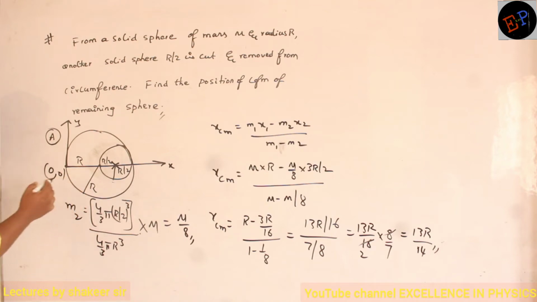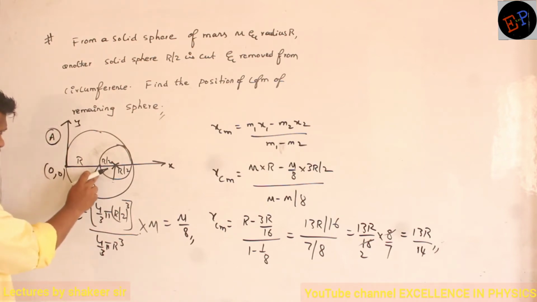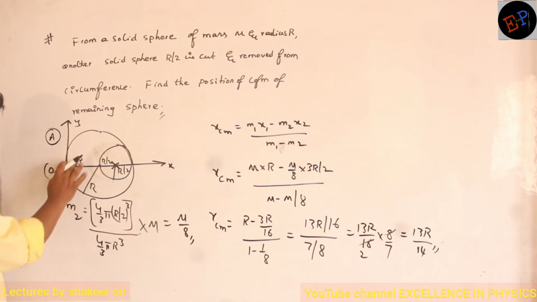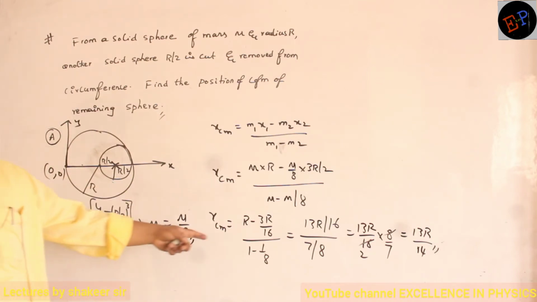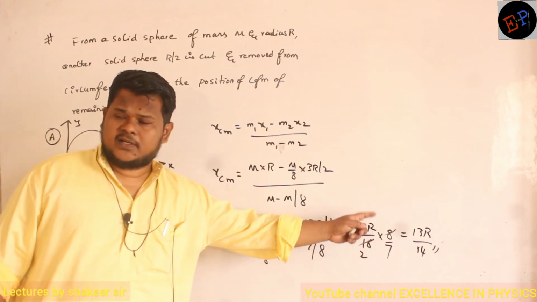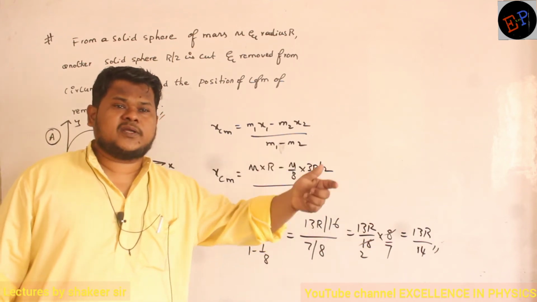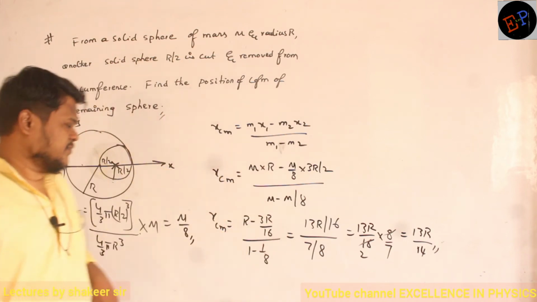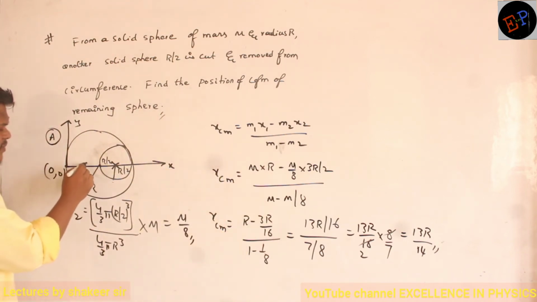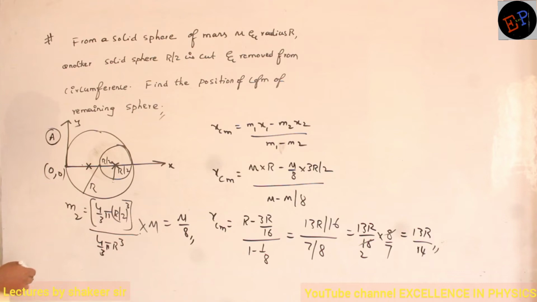Okay. So now see, if I calculate reference from the center, how can I do? See, 13r by 14 means less than r only, no? 13r by 14 means definitely less than r. 14r by 14 is r. 13r by 14 is less than r. It means center of mass will be somewhere here. So what is this distance? This distance is 13r divided by 14.